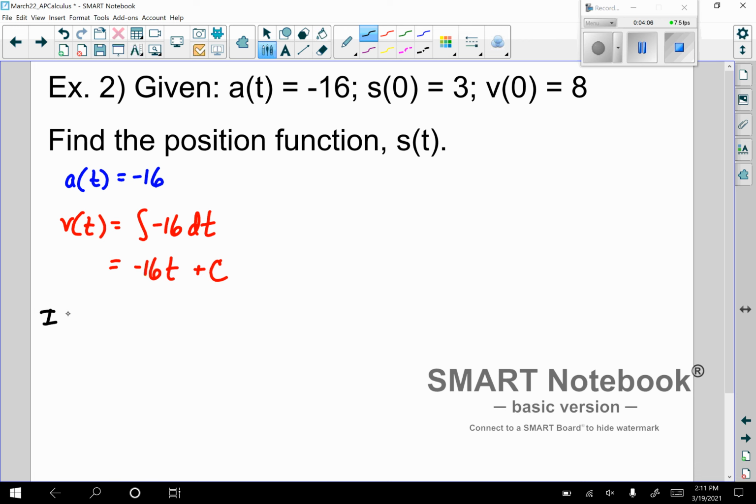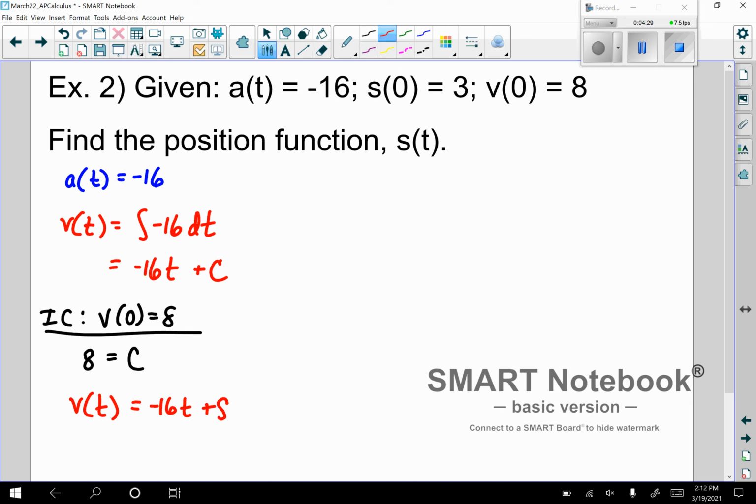And we'll use our initial condition that v of 0 is equal to 8. So now this means 8 is equal to -16 times 0, so that's just going to equal c, which makes sense. Our initial velocity is 8, so that's where that c is going to turn into 8. So now we have v of t is equal to -16t plus 8.